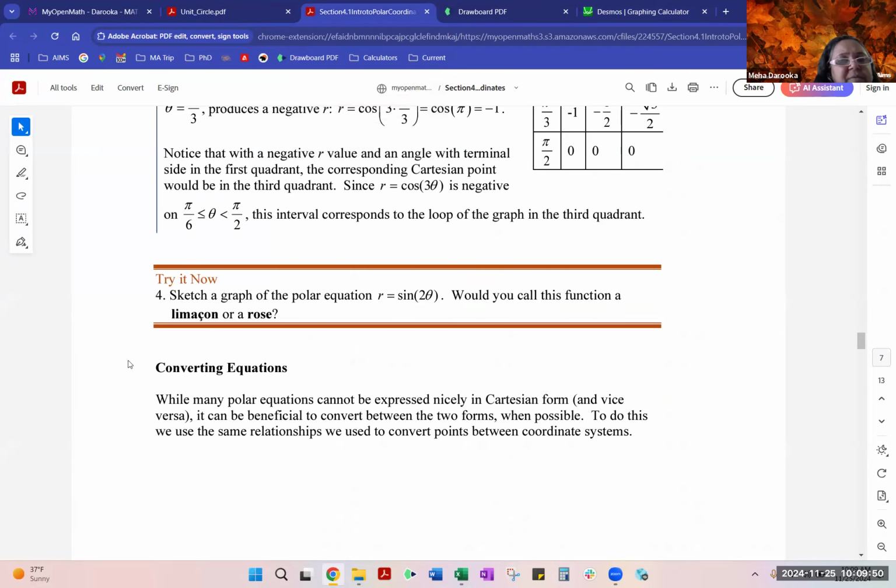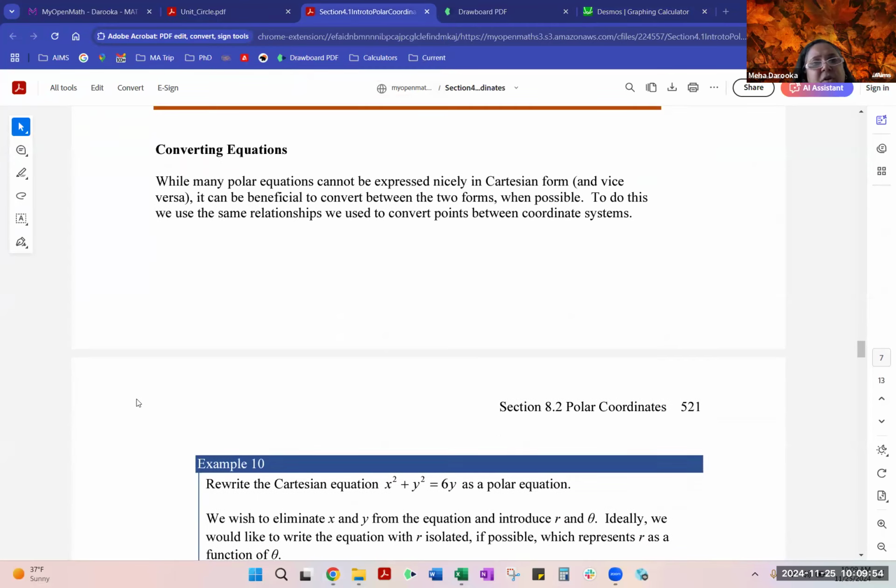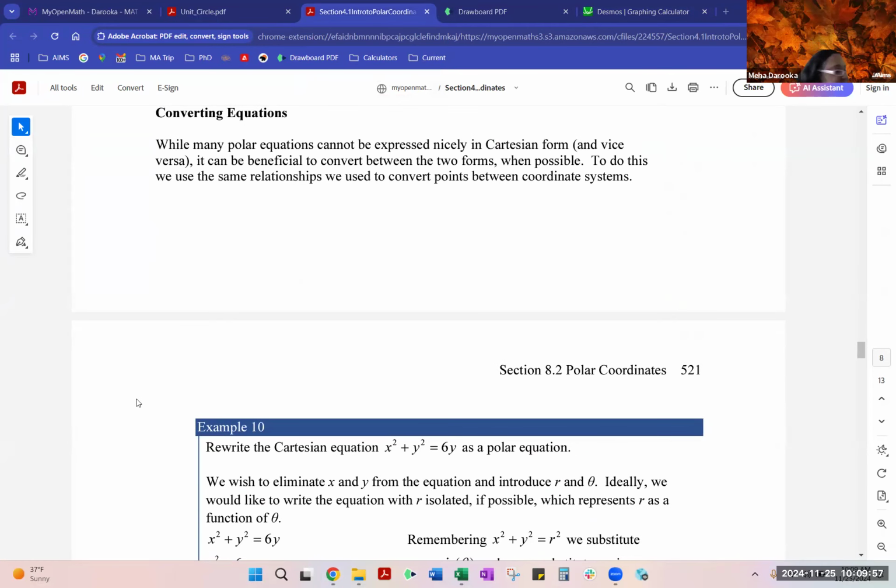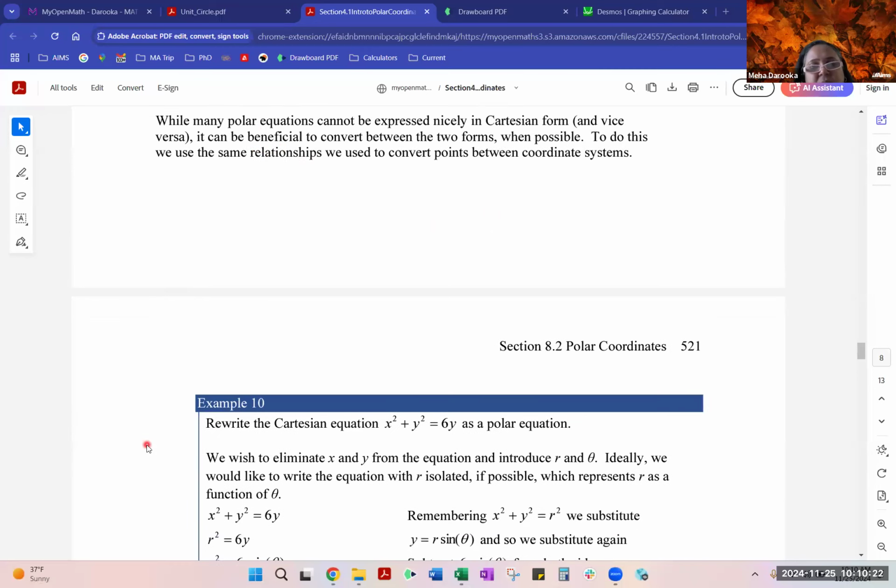All right, guys, so those were some of the shapes that we wanted to talk about for the polar equations. Now, the last part over here is talking about converting our equations. You will see this one is mentioning, while many polar equations cannot be expressed nicely in the Cartesian form, or vice versa, it can be beneficial to convert between the two forms when it is possible. So they're basically saying we will use the same relationships that we used when we were converting the points between the coordinate systems.